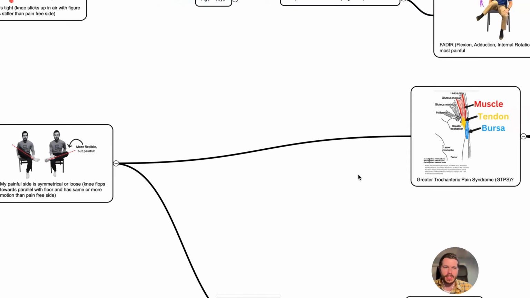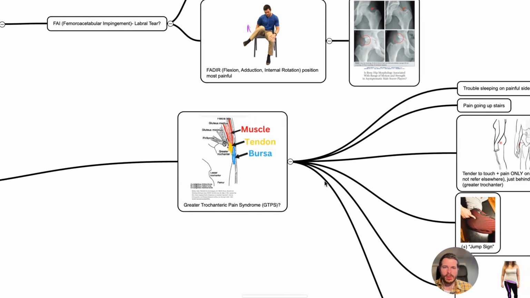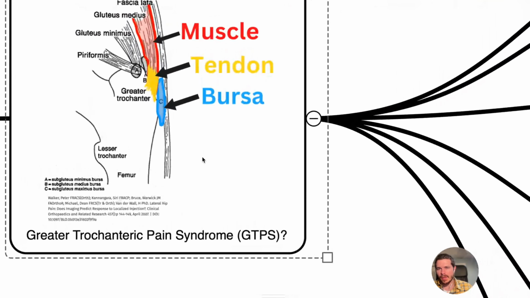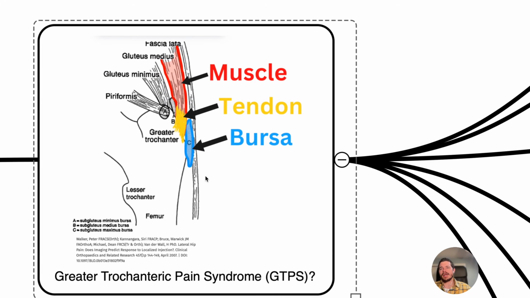The first thing that it could be is something we call greater trochanteric pain syndrome. And we're going to lump hip bursitis and glute tendinopathy in this. So you have in-the-joint hip problems, which I alluded to, and then you have problems outside of the hip joint, in the muscles, in the bursa, in the tendons, things like that.